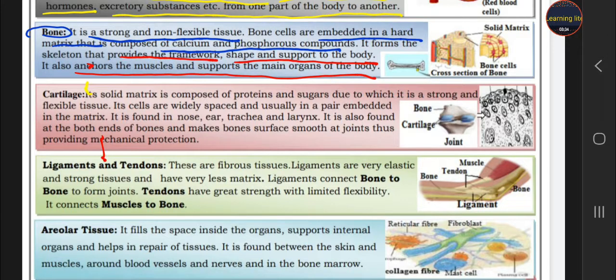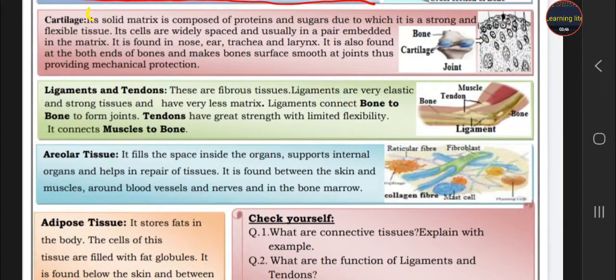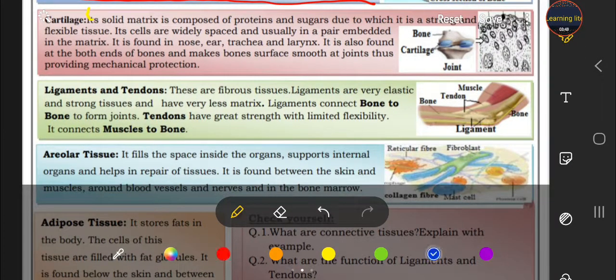So what else is the function of the bone, student? It prepares our body to fight against injury. It maintains the shape and structure of our body, and it supports the internal organs. Now move to the next one, that is cartilage.